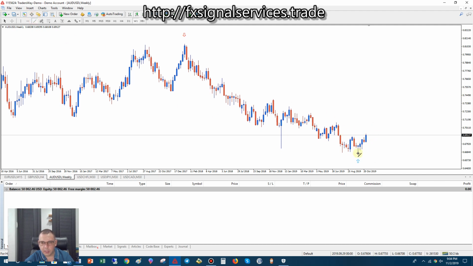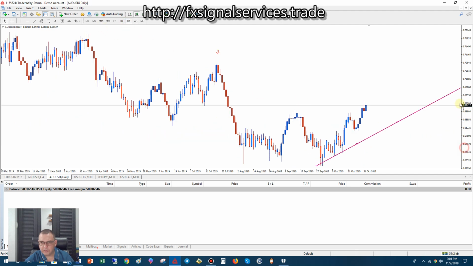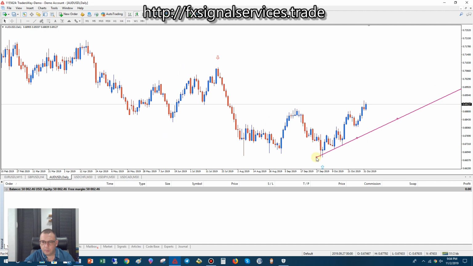and we can draw a trend line like this. I didn't do that right, but we could draw a trend line like this going up and say that's our support. That's not perfect, but you get the idea.